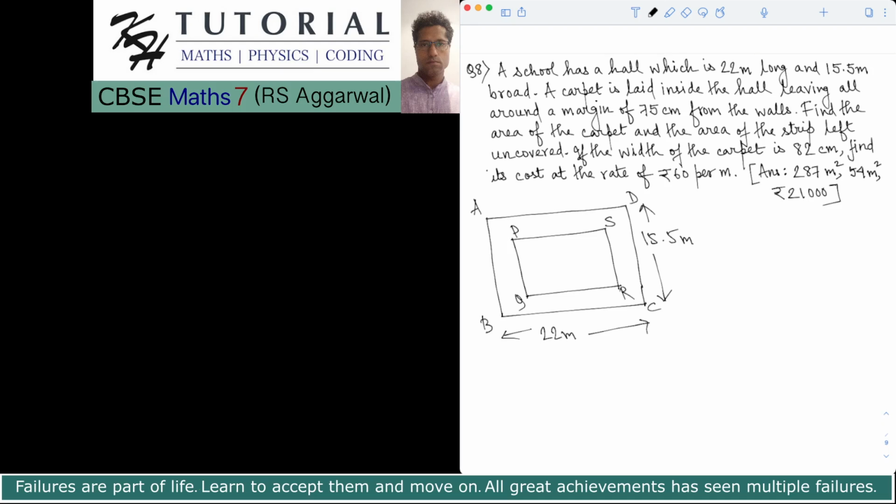So obviously this is the margin that is left from all the walls. If X is the margin that is kept from all the walls in laying down the carpet, then X in the problem is given as 75 centimeter. Okay.